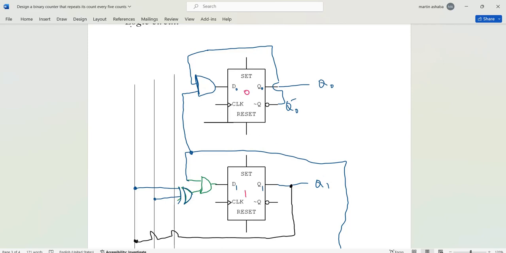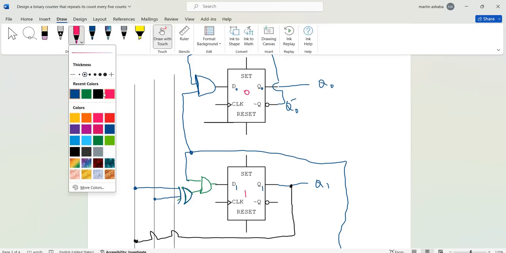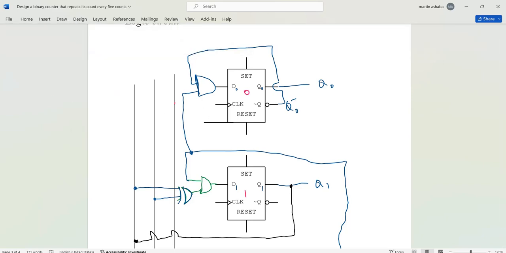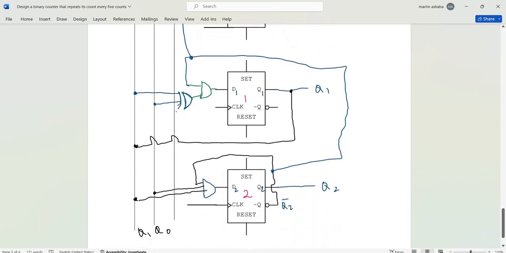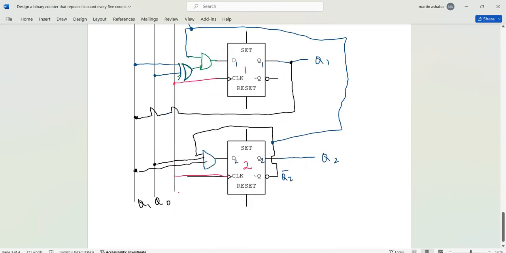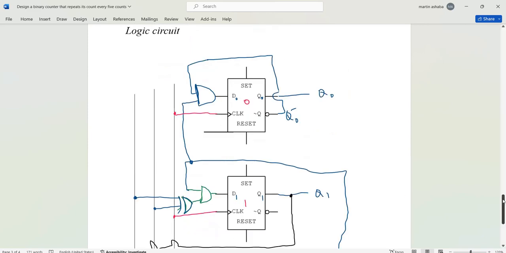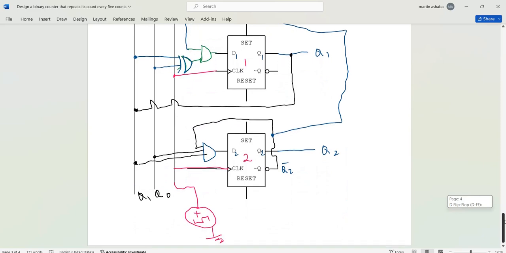So what is remaining is connecting our clock signal. I'm going to use this color to represent our clock signal. Since this is synchronous, we are going to give it a simultaneous clock signal, from the source directly to each flip-flop. So this is a clock signal, and we are taking it to the ground. The rest of set and reset, leave them the way they are.